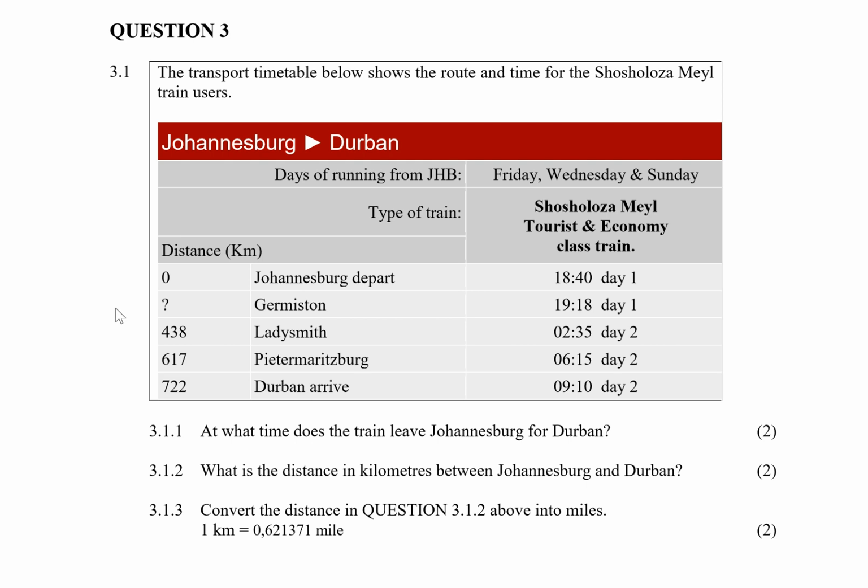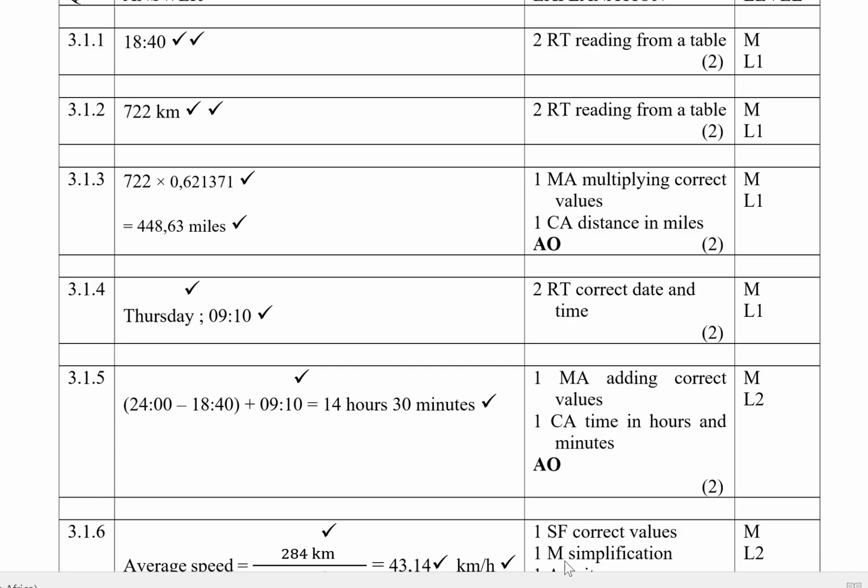Question 3.1.3: convert the distance in question 3.1.2 above into miles. So we'll convert 722 kilometers into miles, and they've given you the conversion ratio there, which is 1 kilometer equals 0.62 miles. Because they gave us the ratio of kilometers to miles, all you need to do is multiply 722 kilometers with 0.621371 miles, and on the memo it looks like this. Question 3.1.3 equals 448.63 miles, rounded off to the second decimal.